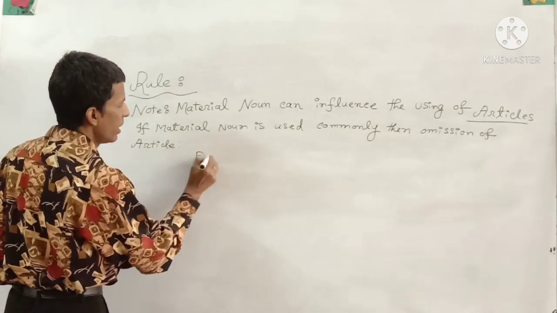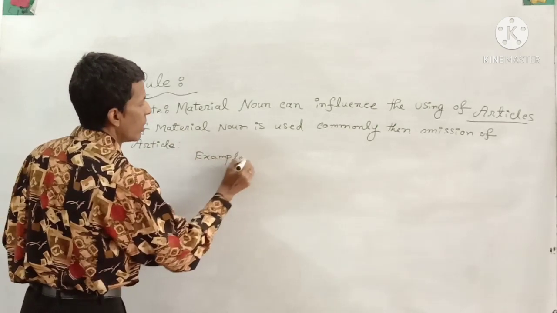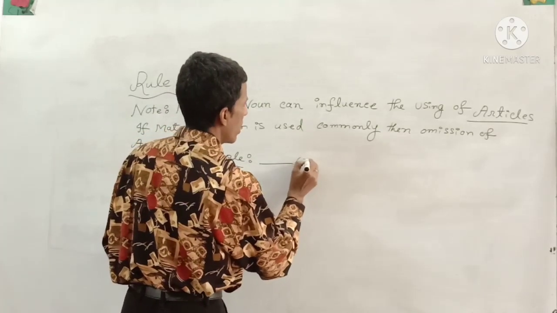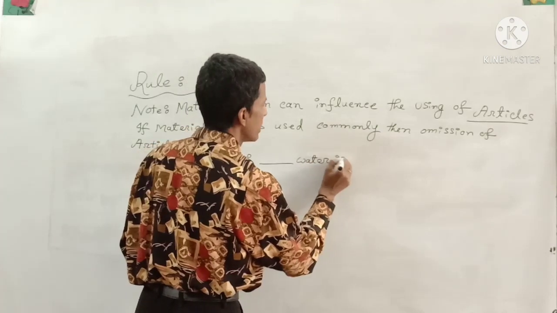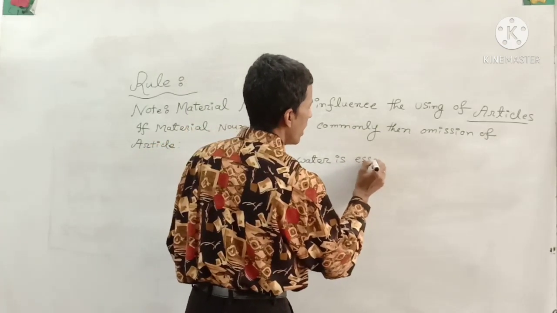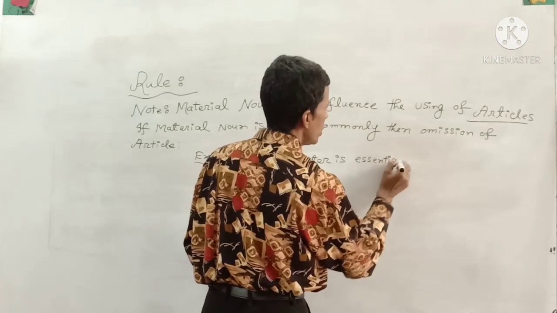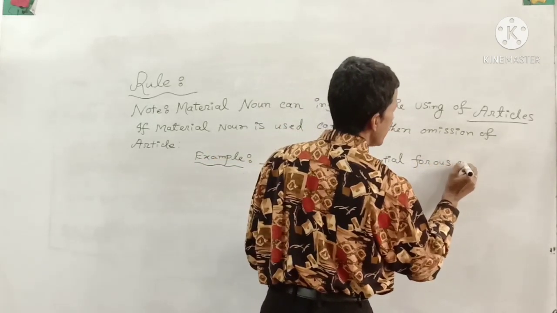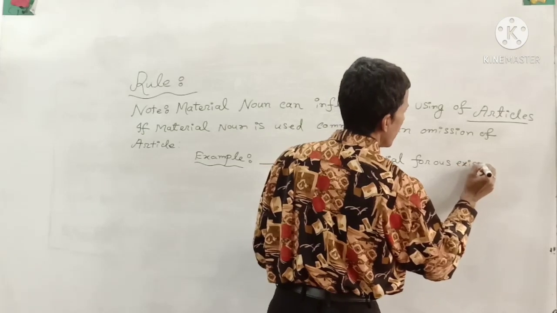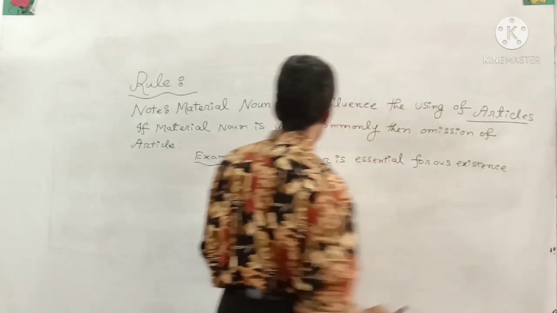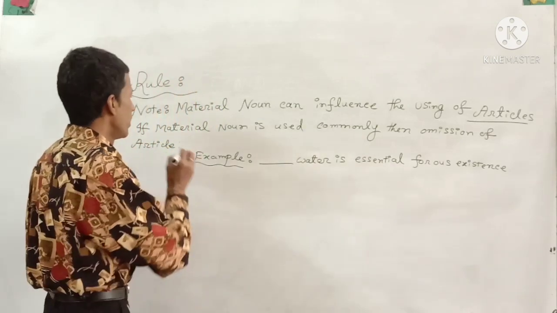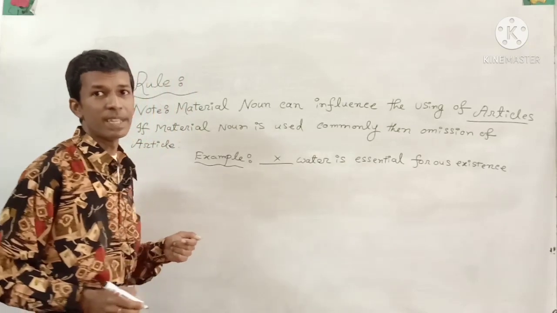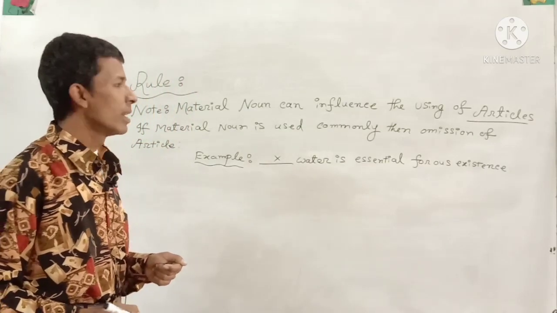Look at the example. Water is essential for our existence. Here water is used as material noun. For this reason I am going to put the cross mark before writing water, that means before writing the material noun.